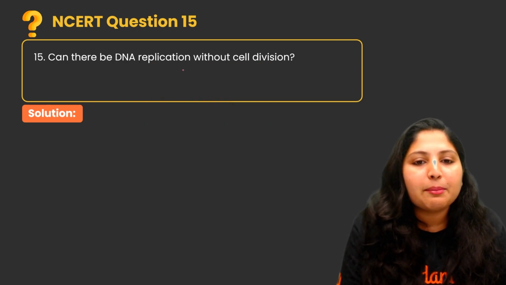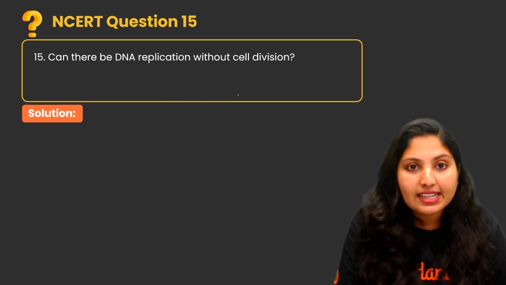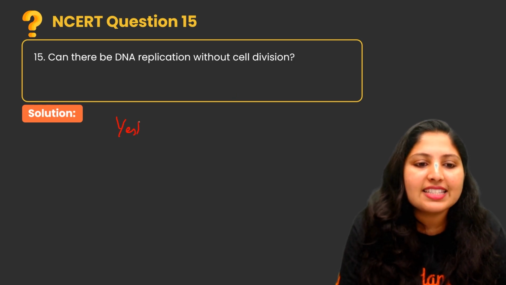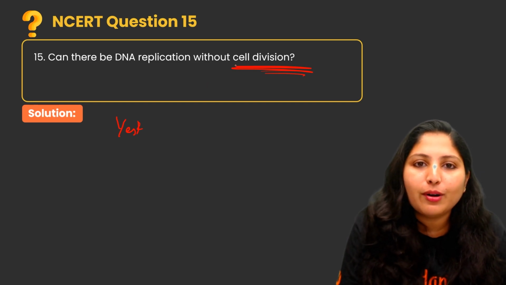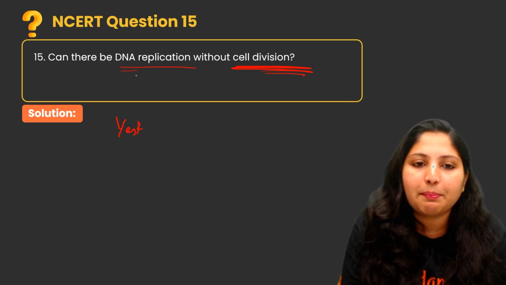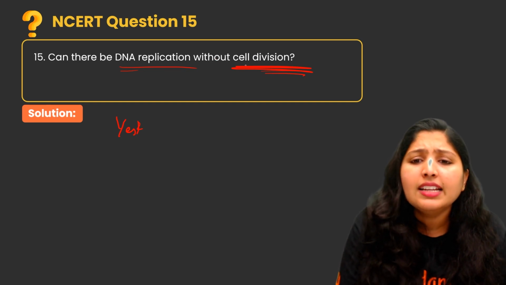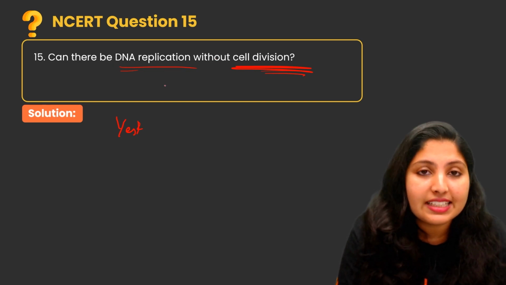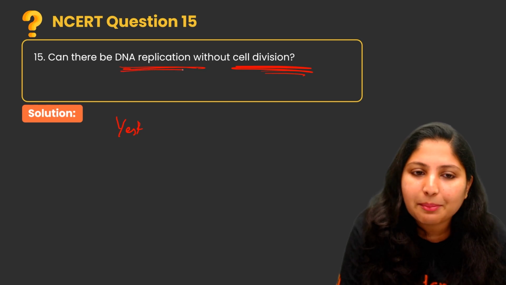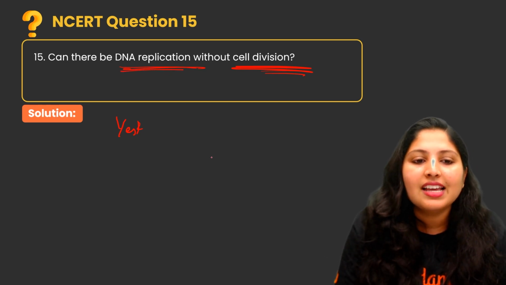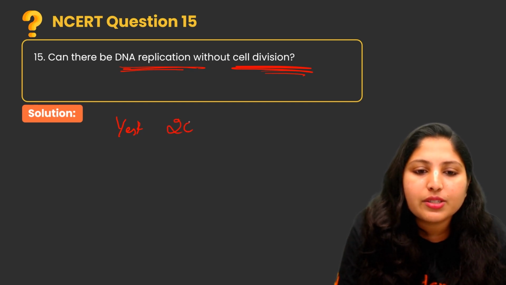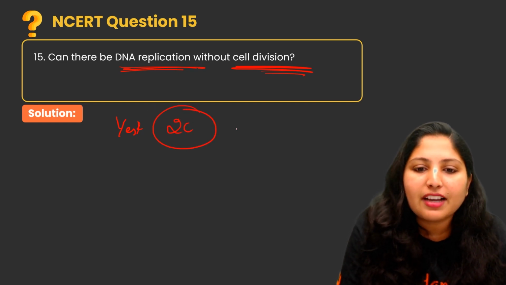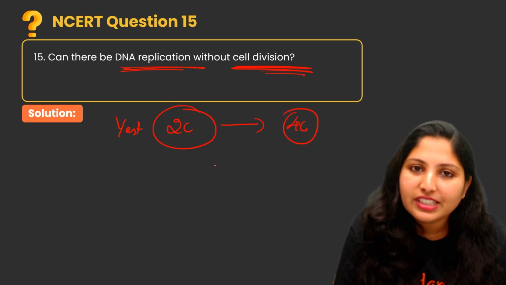Can there be DNA replication without cell division? Yes, we can see. How? Cell division happens after DNA replication. That means first DNA replication happens and the DNA content becomes doubled. That means 2C DNA becomes 4C. Only after reaching 4C is the cell going to divide.